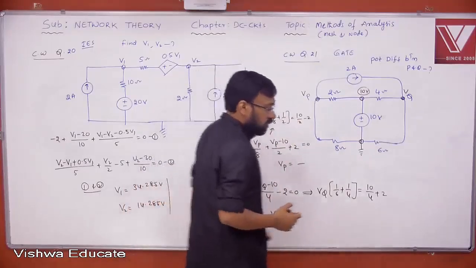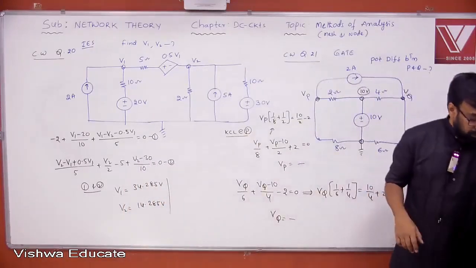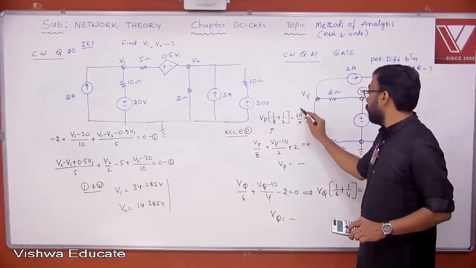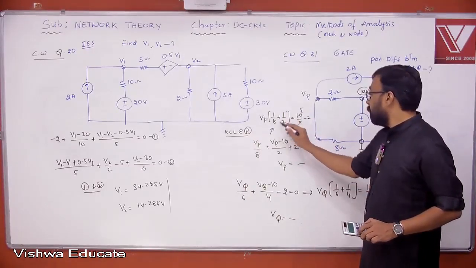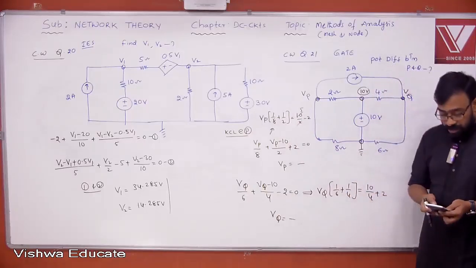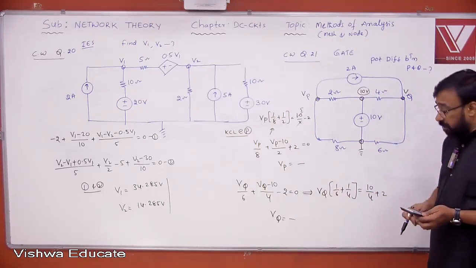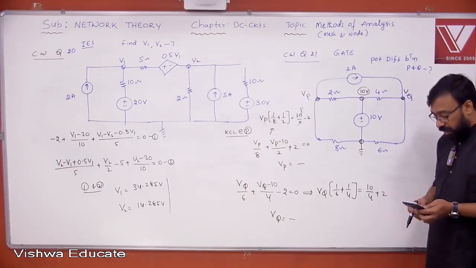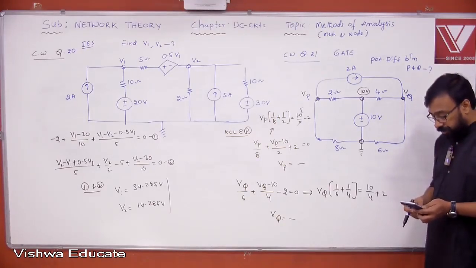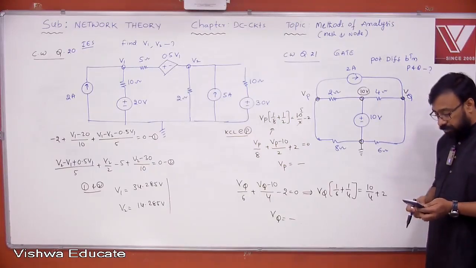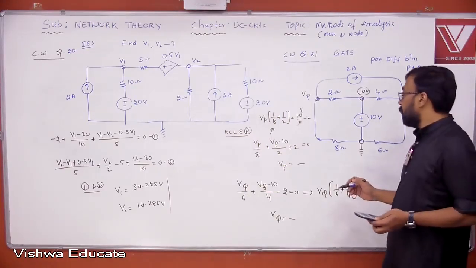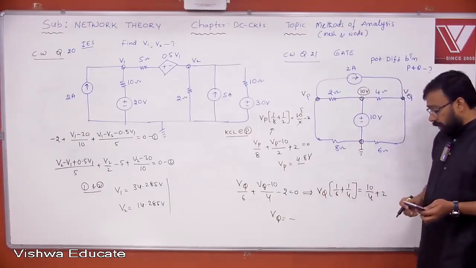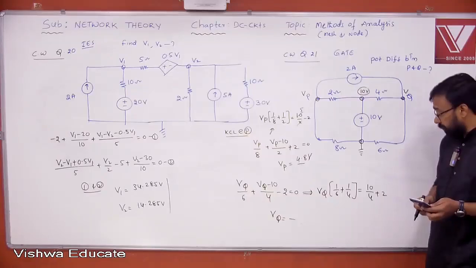So what do you get? Just solve them. I think you got 2 5s, so this side you get 3. 1 by 8 plus 1 by 2, you have to solve it. Let me give you by calculating here. I am with a calculator. You can also do it meanwhile. This is going to be 4.8 volts. All of you please do that.